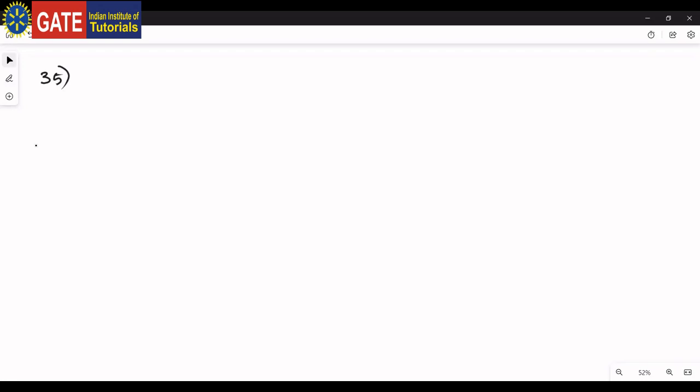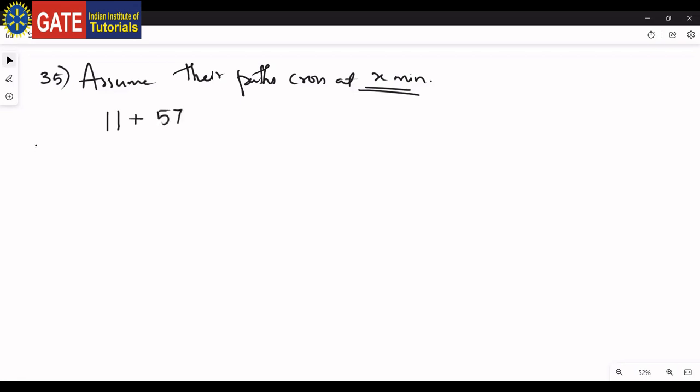Now, let us assume that their paths cross at X minutes. We do not know the time at which they cross each other, right? So I'm going to assume the time at which they cross each other as X minutes. Okay, so if X is the time taken, what will be the floor at which David will be? David gets into the building at the 11th floor, right? And from there he is moving up at a rate of 57 floors per minute, right?